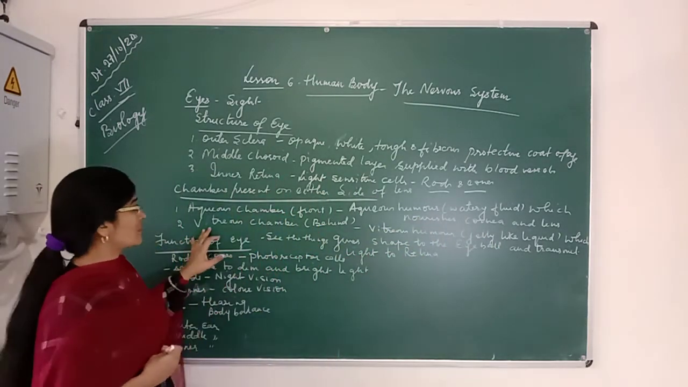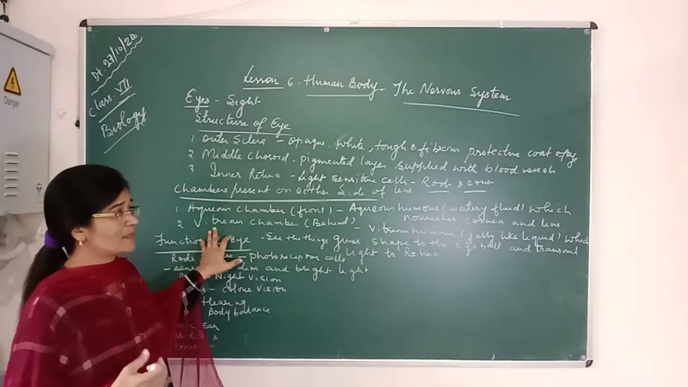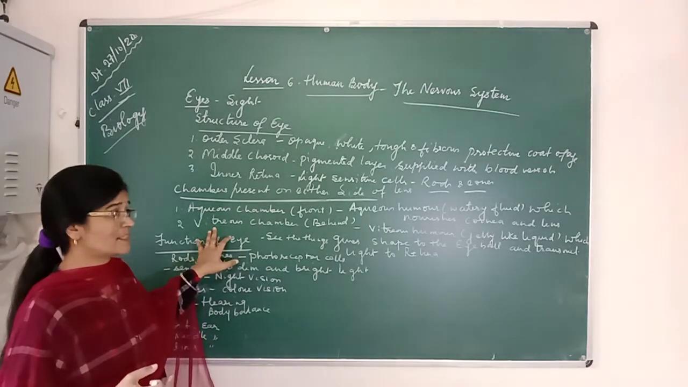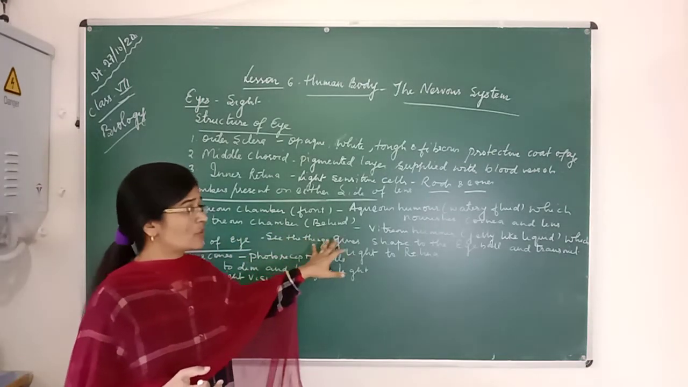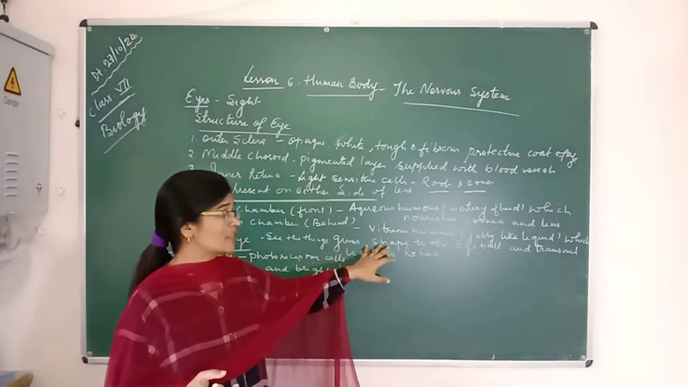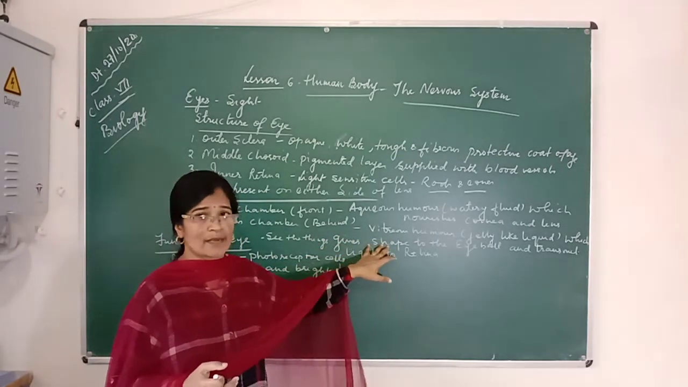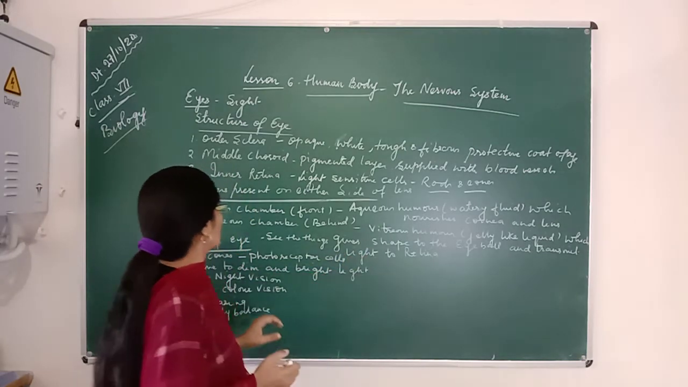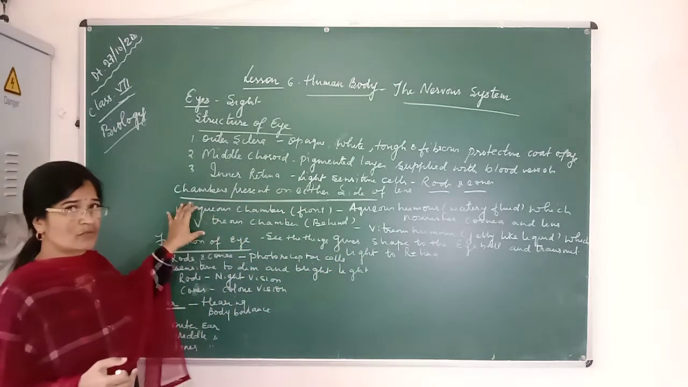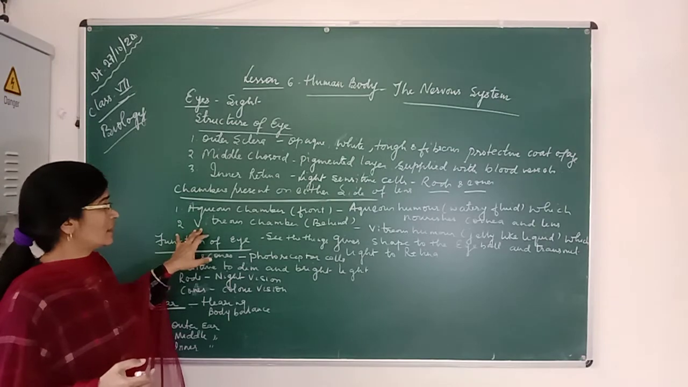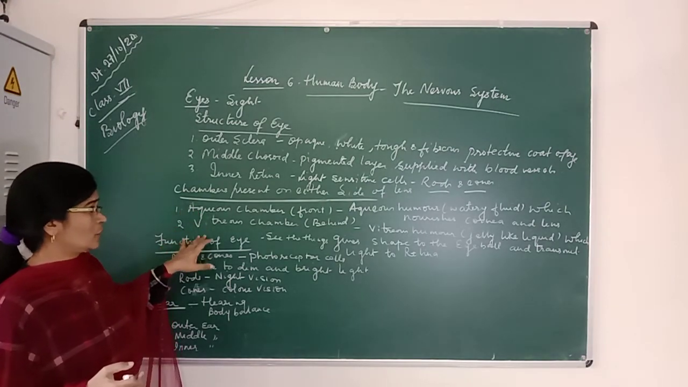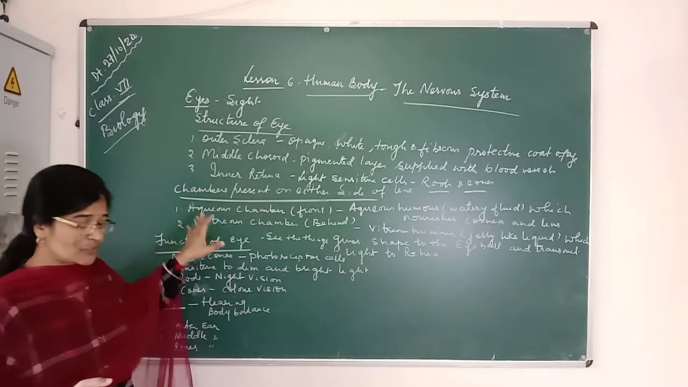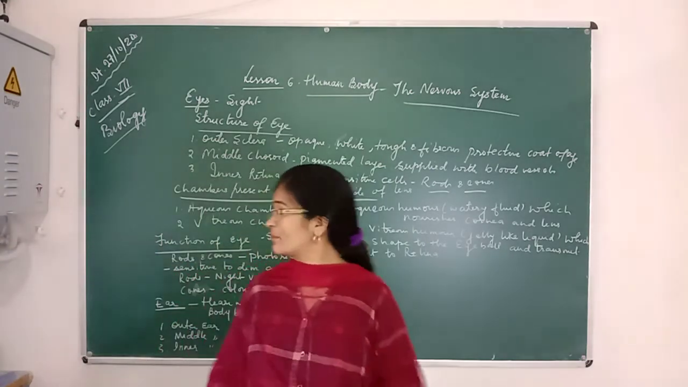The second one is the vitreous chamber, which is present behind the lens, and this contains vitreous humor. It is a jelly-like liquid which gives shape to the eyeball and also transmits light to the retina. So that is the main function of the aqueous humor and the vitreous humor, which are present in the aqueous chamber and the vitreous chamber.